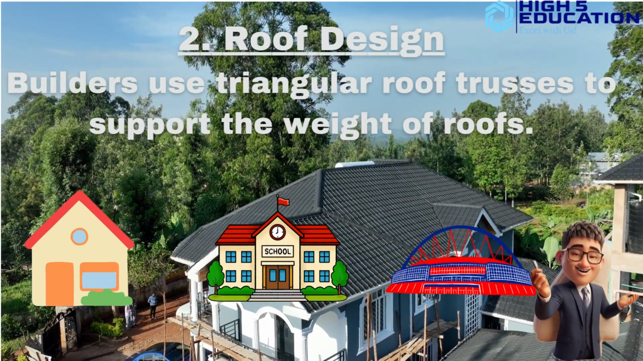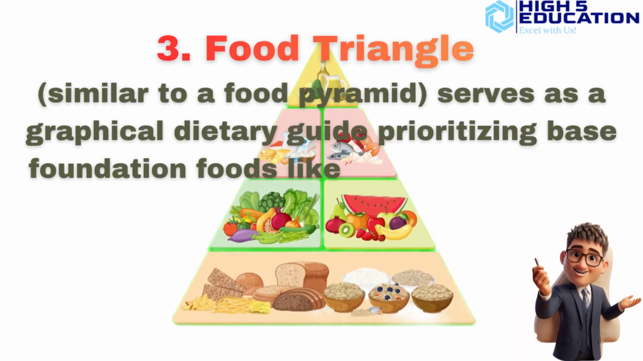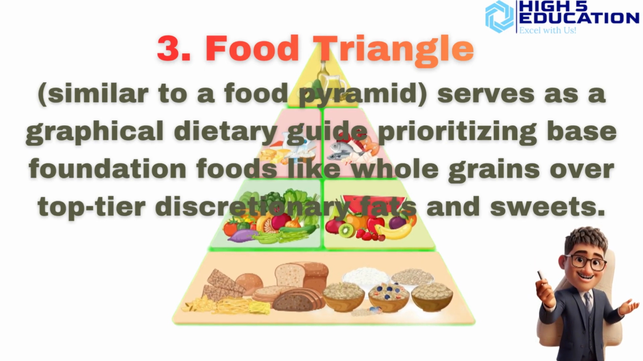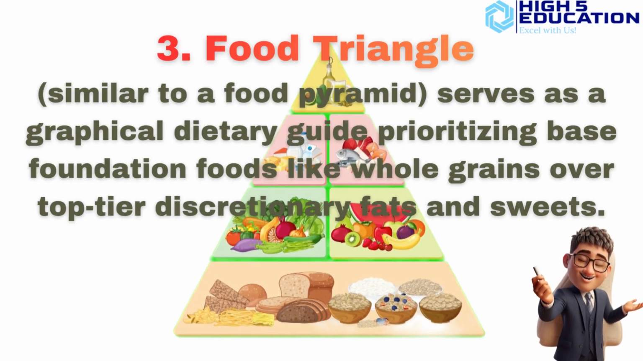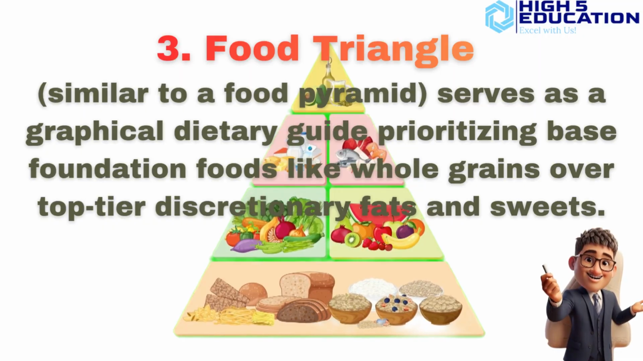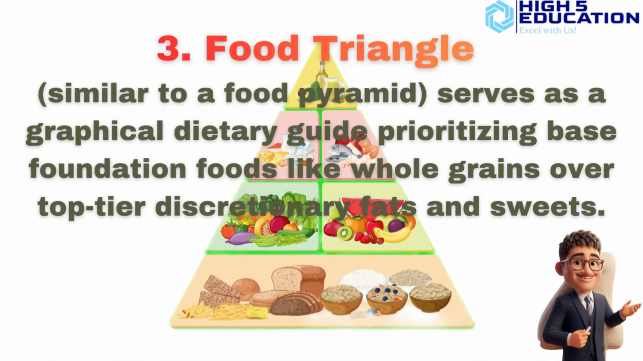engineering, and construction. Another example of triangles in everyday life is the food triangle. The food triangle is a visual guide that helps people make healthy food choices. It shows which foods we should eat more often and which foods we should eat less often. At the bottom of the triangle are foods such as whole grains, fruits, and vegetables. These are the foundation of a healthy diet and should make up most of our meals.